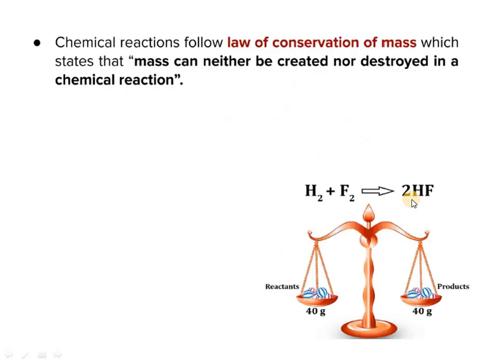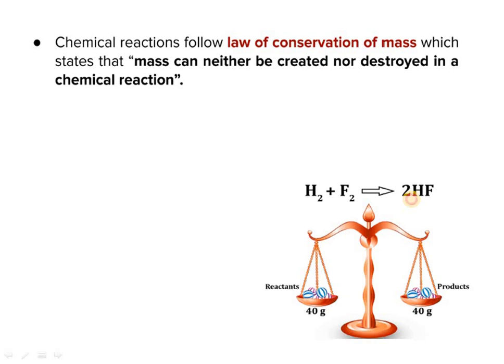Now, why do we want to balance chemical equations? We want to balance chemical equations in order to satisfy the law of conservation of mass. Now, what does the law of conservation of mass state? It states that mass can neither be created nor be destroyed in a chemical reaction. And in order to obey this law, we balance chemical equations.